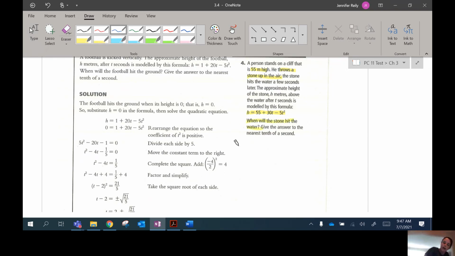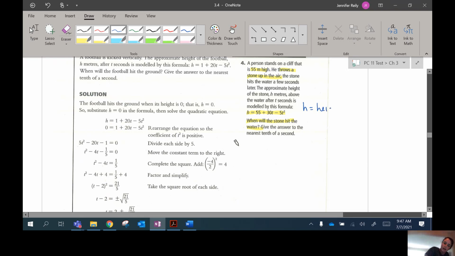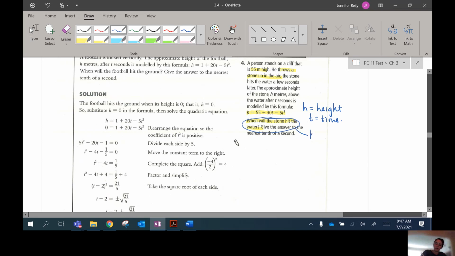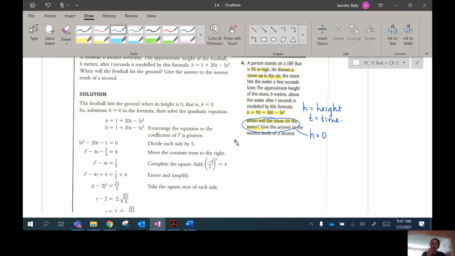So in our little formula, h is the height and t is the time. So the question that they're asking is, when will the stone hit the water? When you hit the water, the height of the stone will be 0. So in our equation, we're going to replace the h with 0, and I'm going to solve for the time, or the t value, using my completing the square.